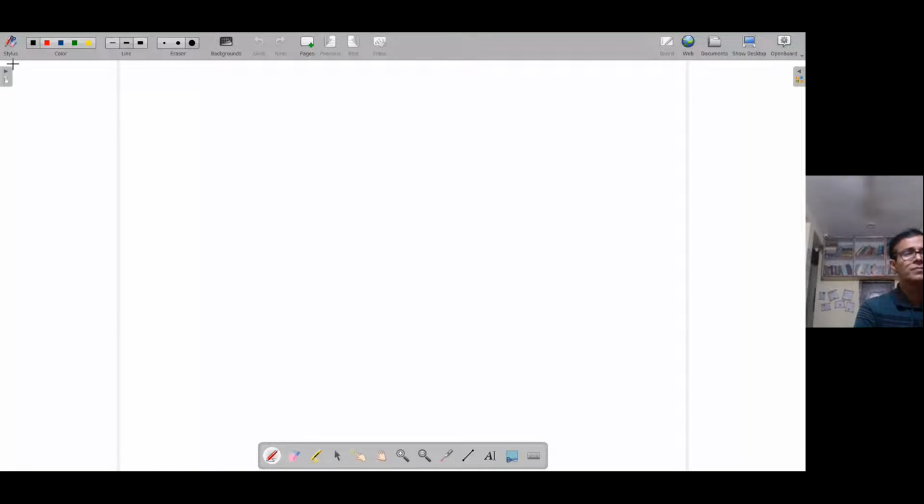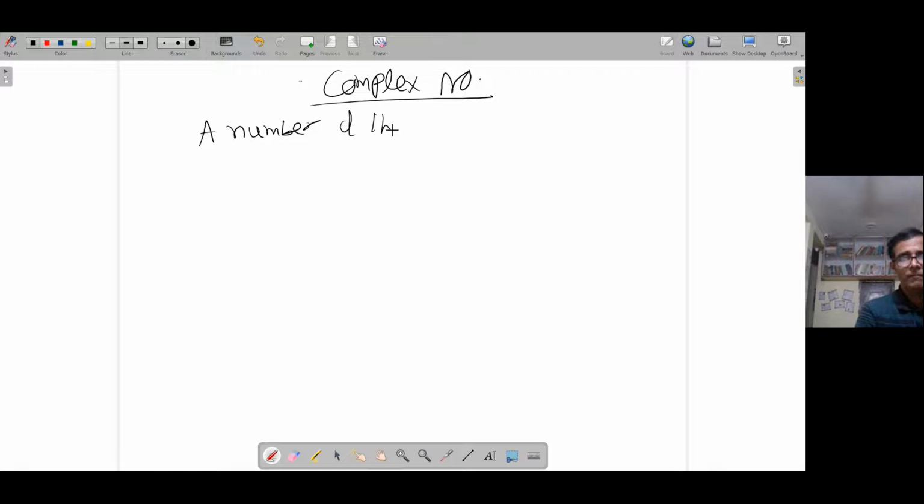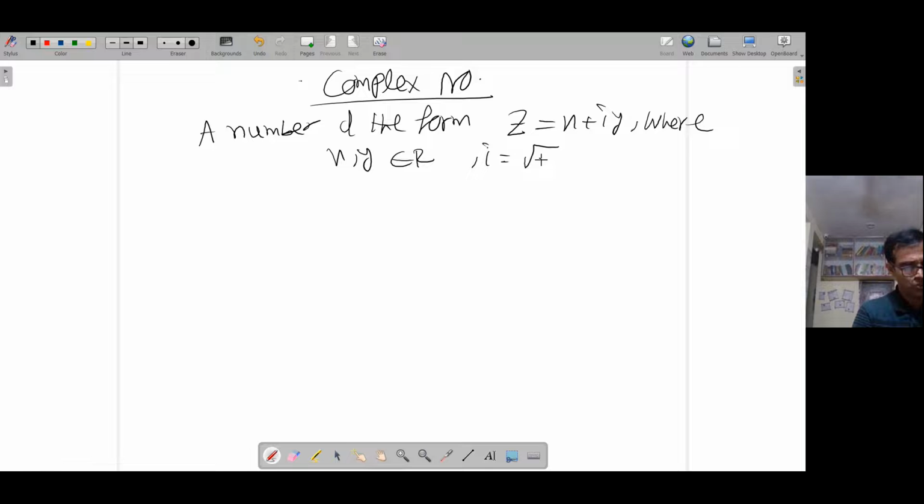So this is a complex number. A number of the form z is equal to x plus iy, where x, y belong to real numbers and i is equal to root of -1, is called a complex number.